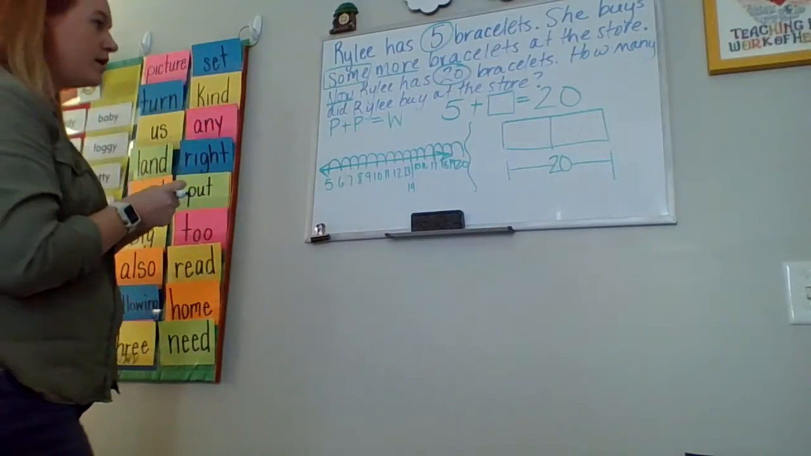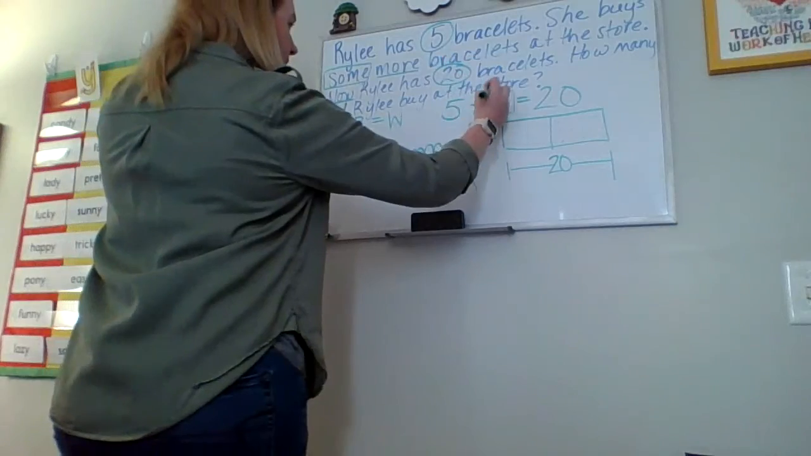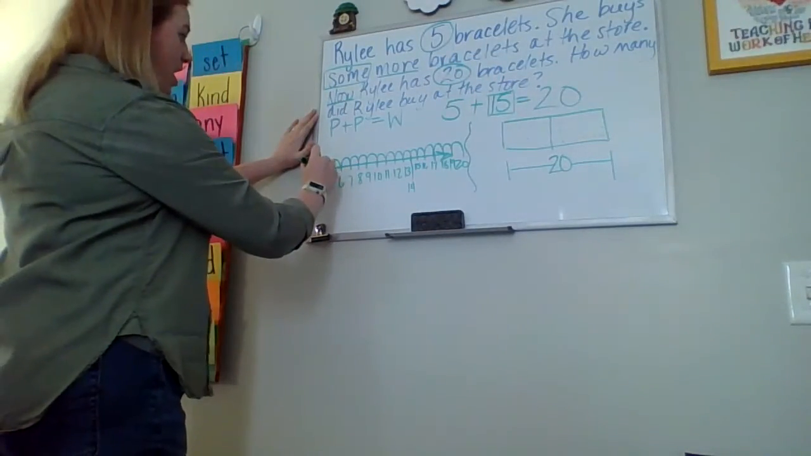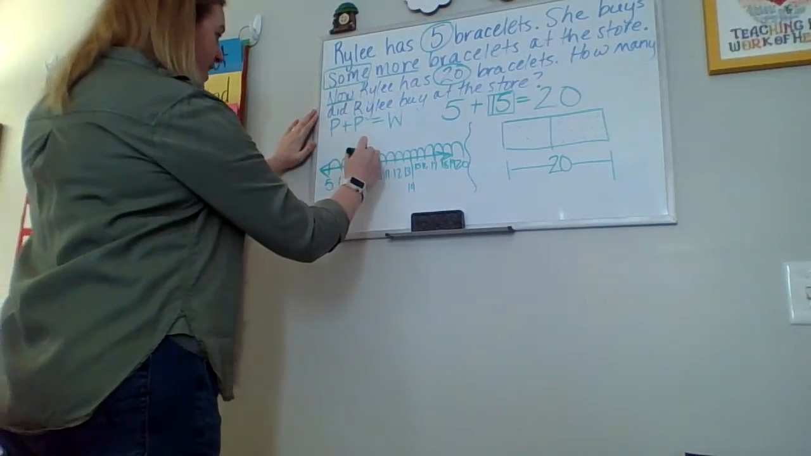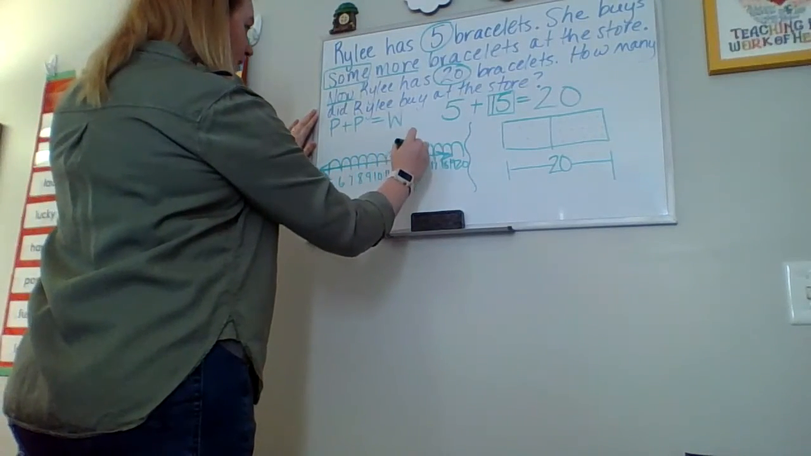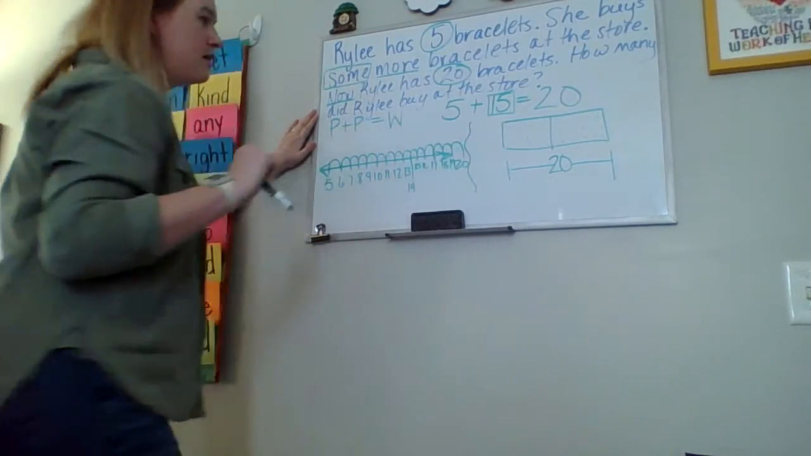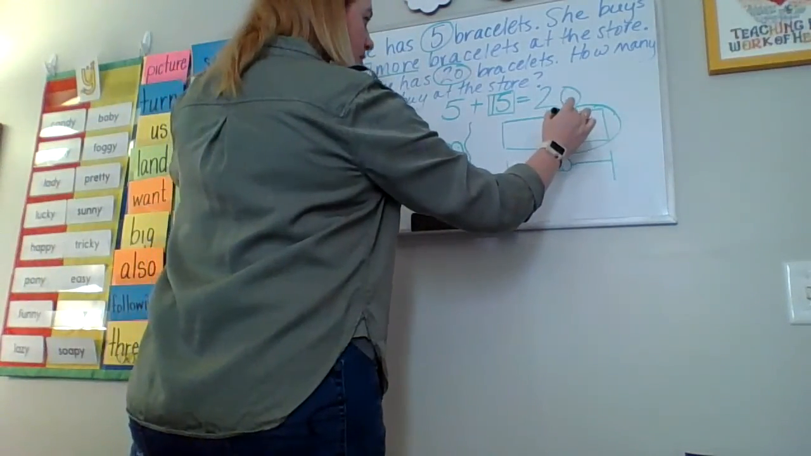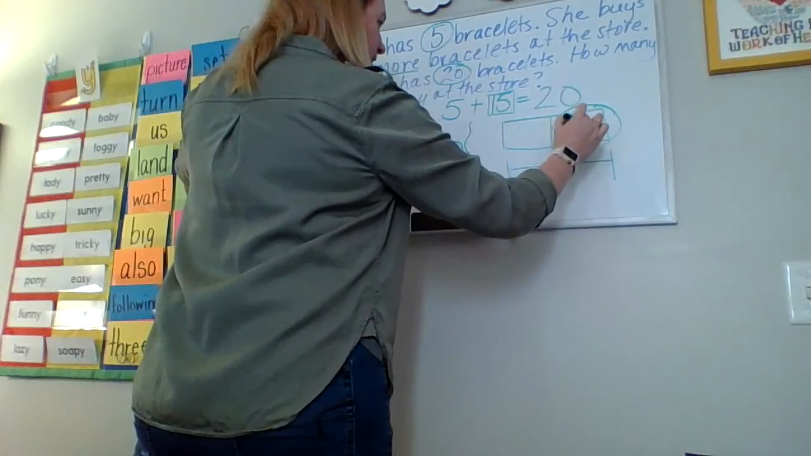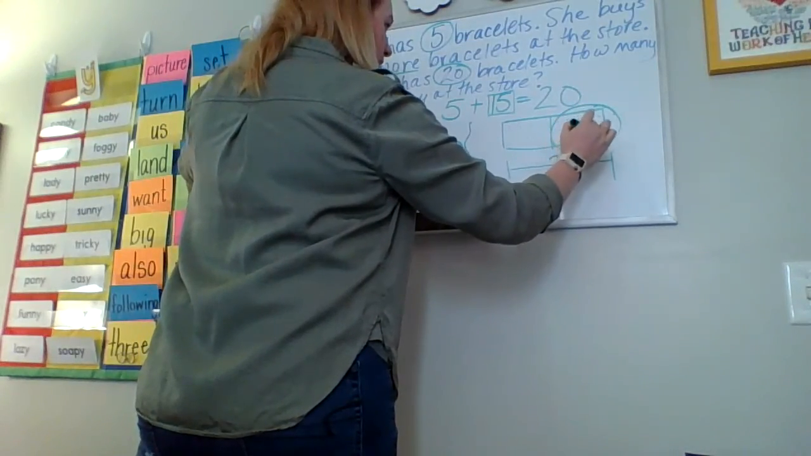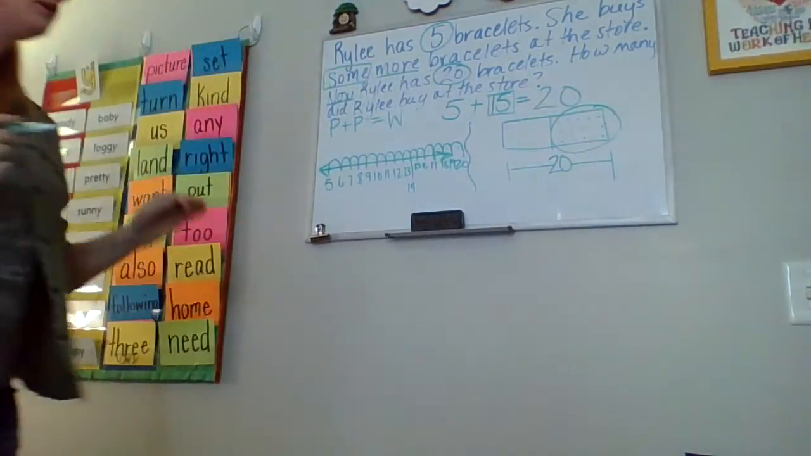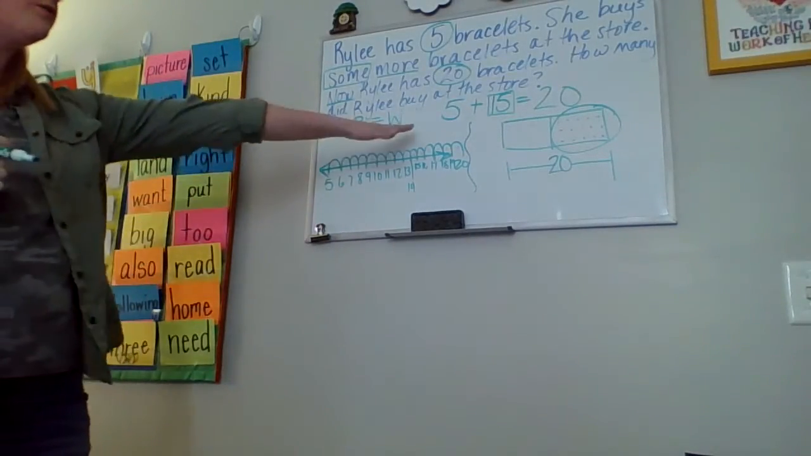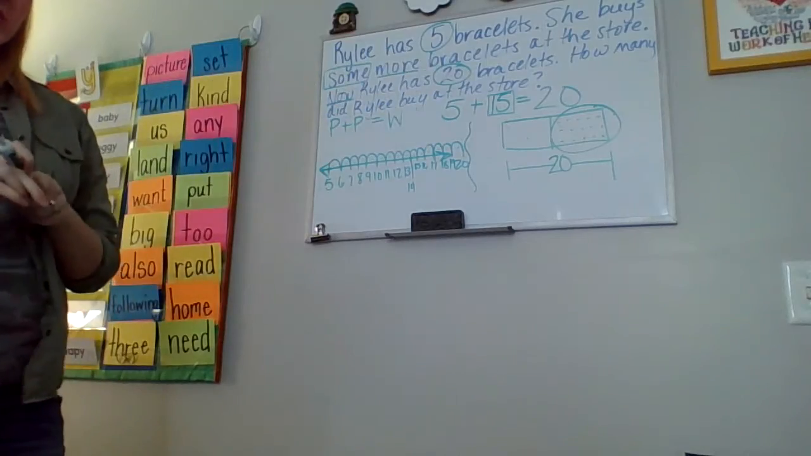Okay, so most of you said that 15 was our unknown. If I counted my hops, 1, 2, 3, 4, 5, 6, 7, 8, 9, 10, 11, 12, 13, 14, 15. If I counted my part here, 1, 2, 3, 4, 5, 6, 7, 8, 9, 10, 11, 12, 13, 14, 15. So even though I did it with 2, I double checked my work. So 5 plus 15 equals 20.